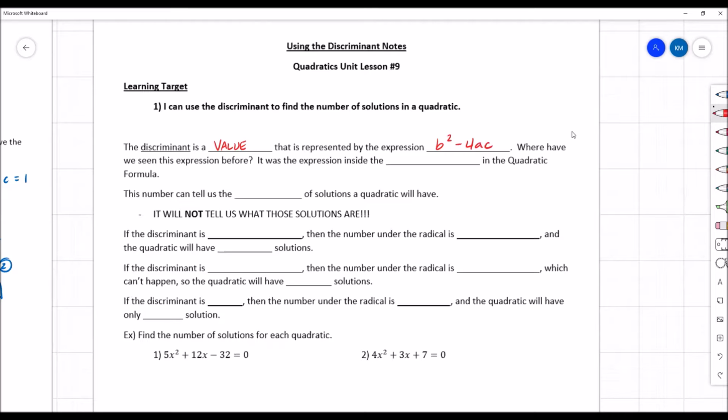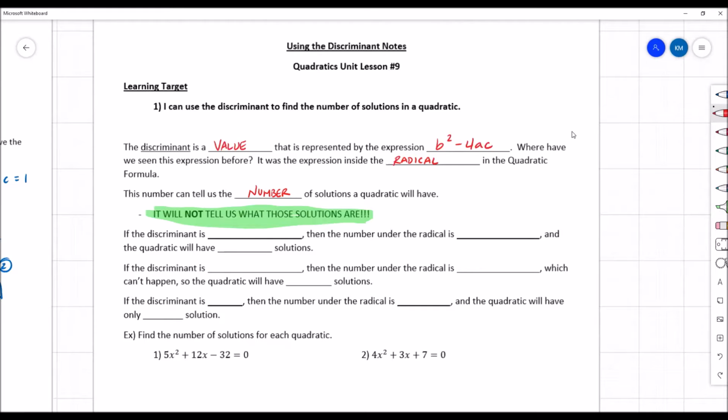You should have seen this before, actually. It was the expression inside the radical in the quadratic formula. Okay, this number can tell us the number of solutions a quadratic will have. It won't tell us what the solutions are. It'll just tell us how many solutions we have.